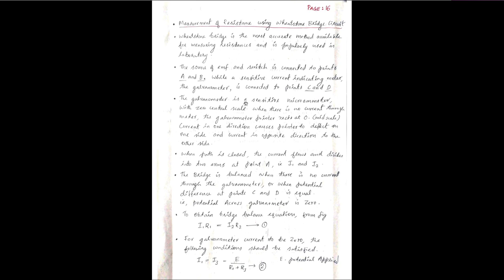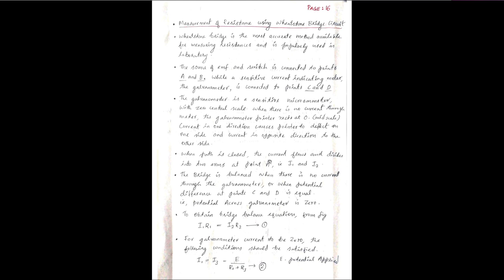Okay, the galvanometer is a sensitive microammeter with a zero central scale. When there is no current through the galvanometer, the pointer rests at 0, mid scale. When DC current is in one direction, it causes the pointer to deflect to one side, and if the current is in the opposite direction, it makes the pointer deflect in the opposite direction. So based on the current flowing across the galvanometer, it will deflect to both sides, and if no current is flowing through the galvanometer, the pointer will rest at 0.